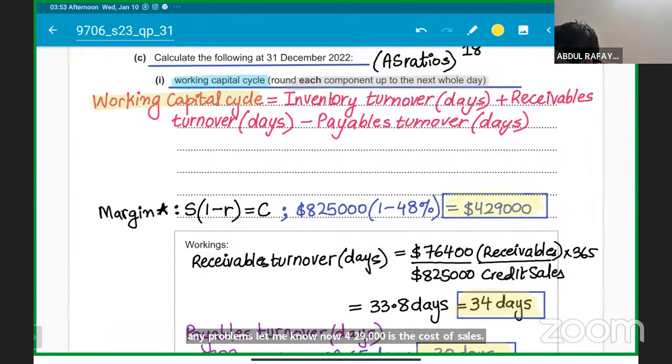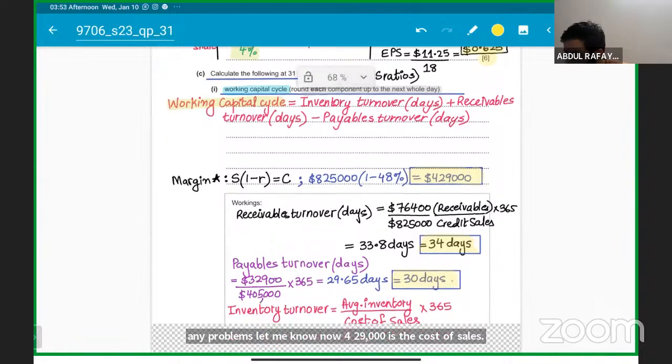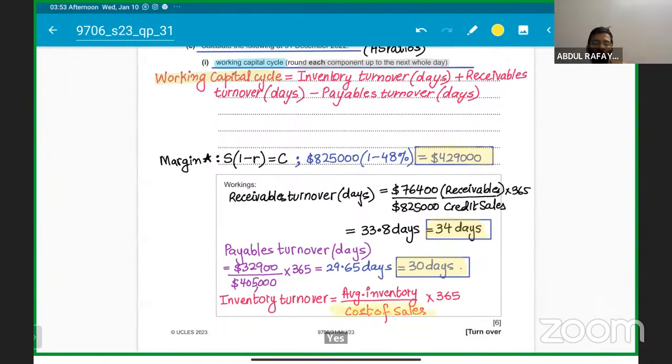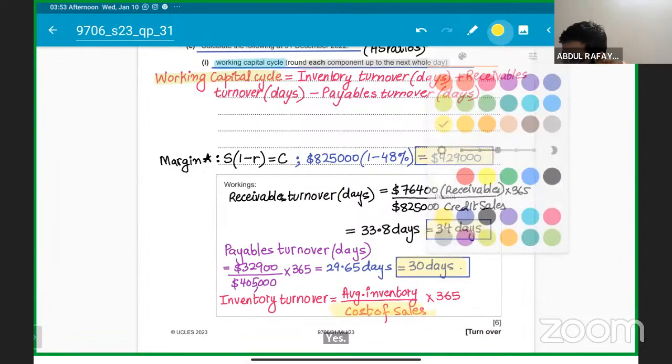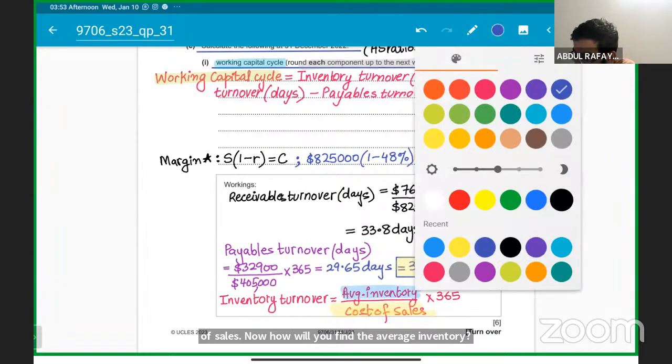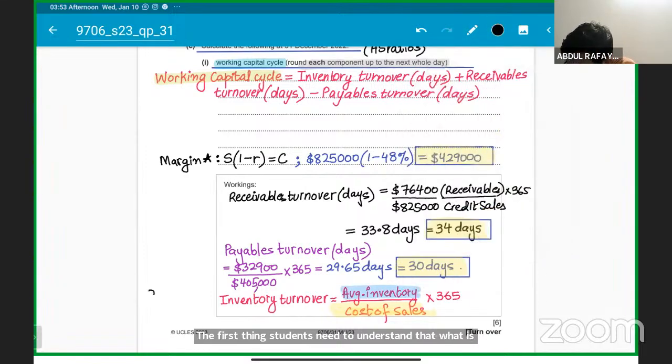Are you guys with me following? Clear? So we have got the denominator, cost of sales. Now, how will you find the average inventory? The first thing students need to understand is what is average inventory. If you don't know it, follow carefully. Average inventory is simple: opening inventory plus the closing inventory divided by 2.